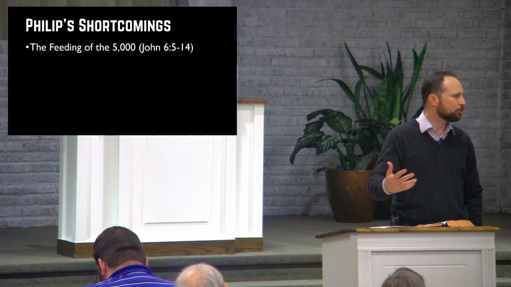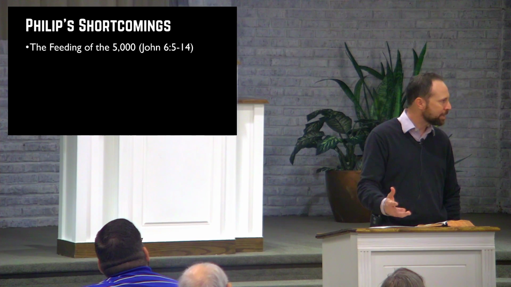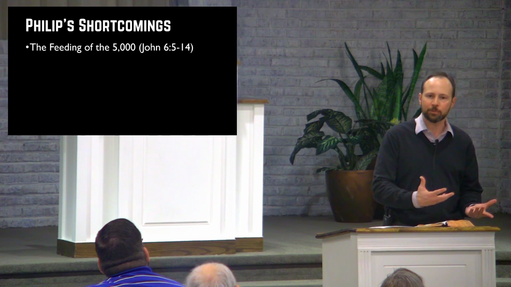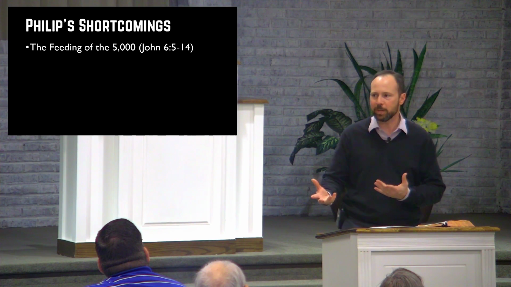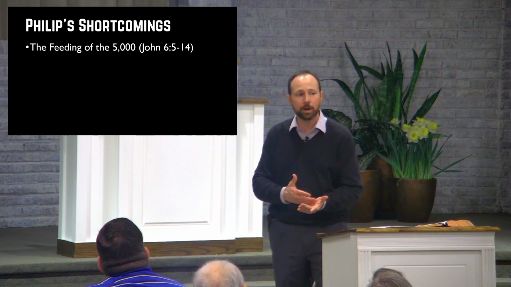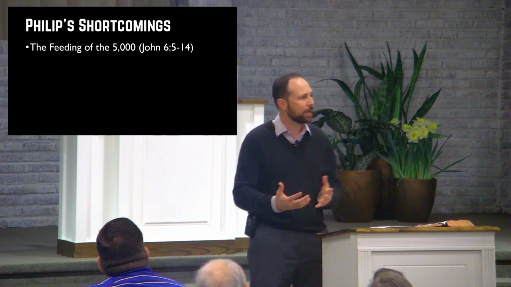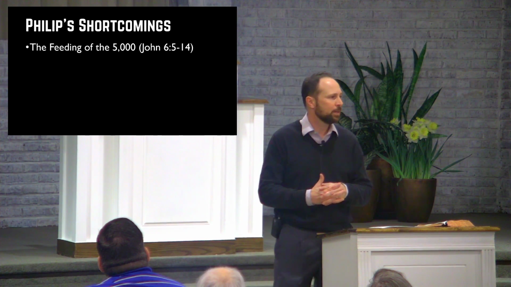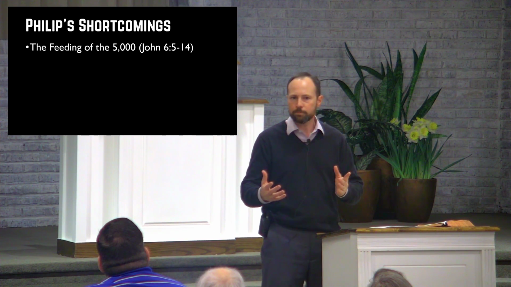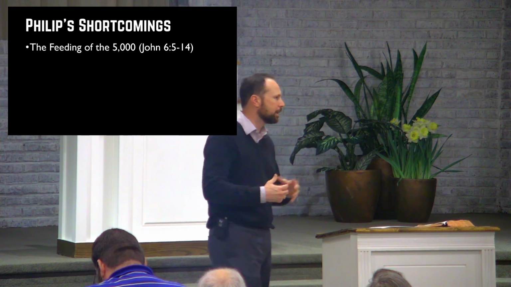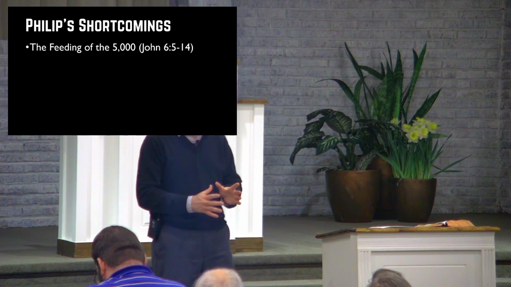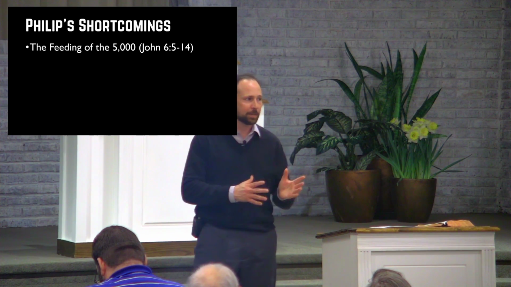May have been 12, 15,000 people out there, so we sympathize with Philip. But what do you think Philip should have said here? Okay, this was the wrong answer, right? 200 denarii is 200 days' wages. That, 15,000 people, a meal. He's calculating everything up. He's right. From a worldly point of view, that's not enough.